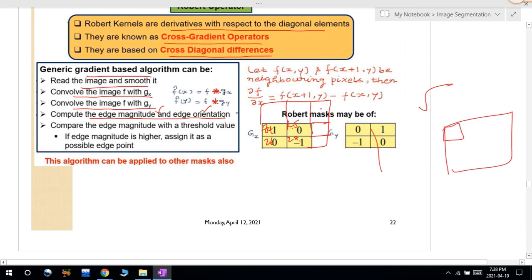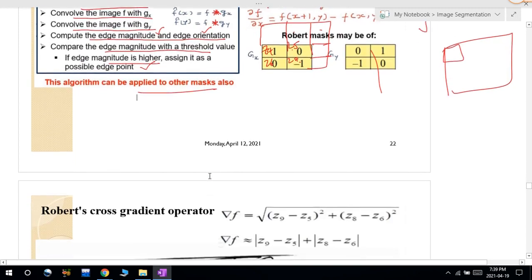Again I find gx and gy, and after this I find the magnitude and edge orientation, and compare this edge magnitude with the threshold value. If the edge magnitude is higher than the threshold value, then I can assign this point as an edge point, so that I can consider that point to be on the edge. So this is the algorithm which is used for this.